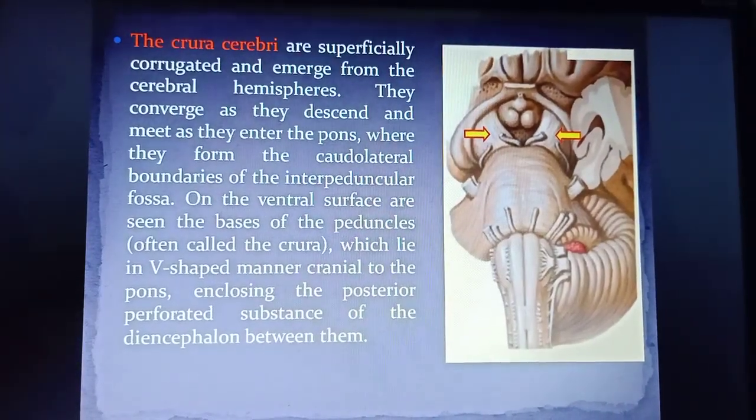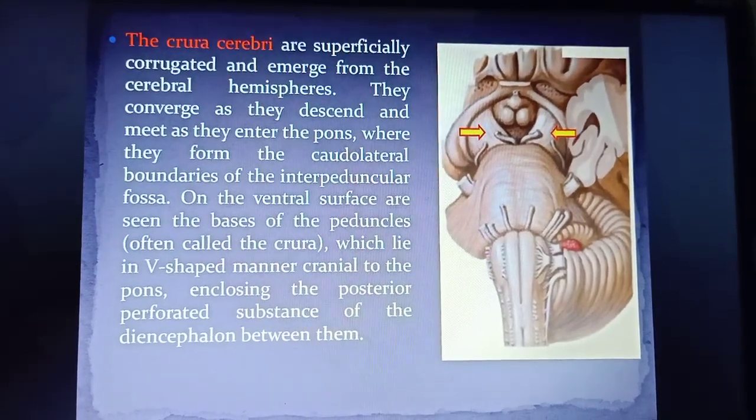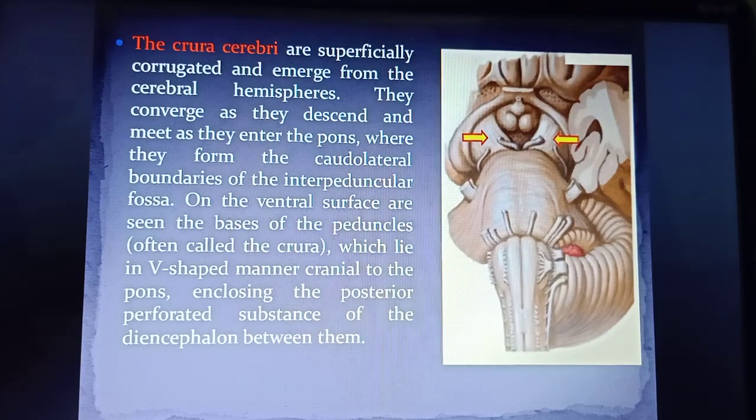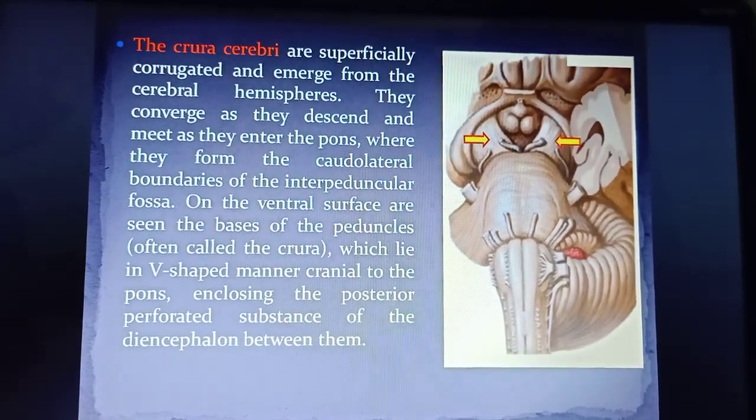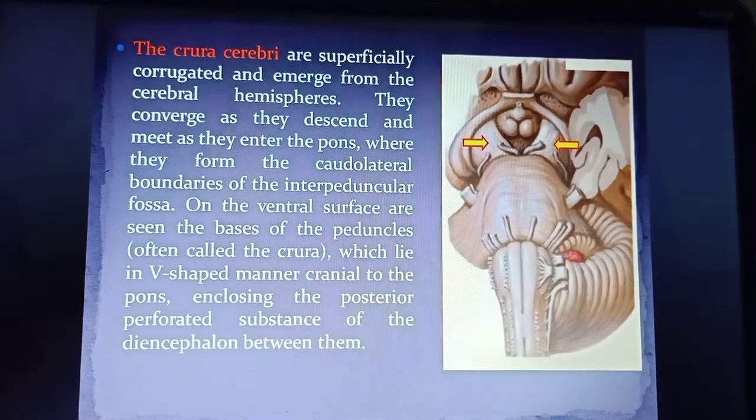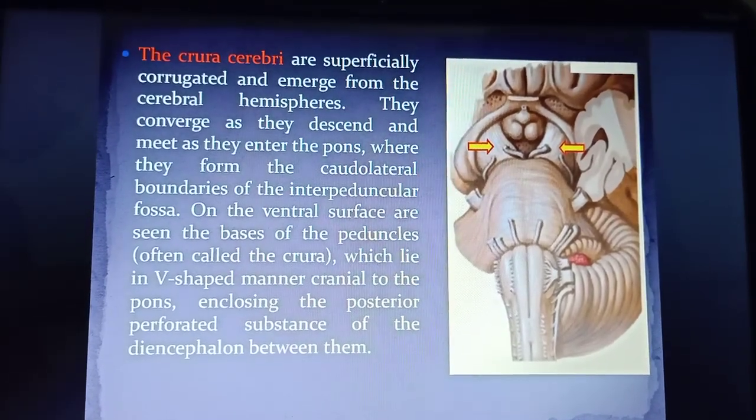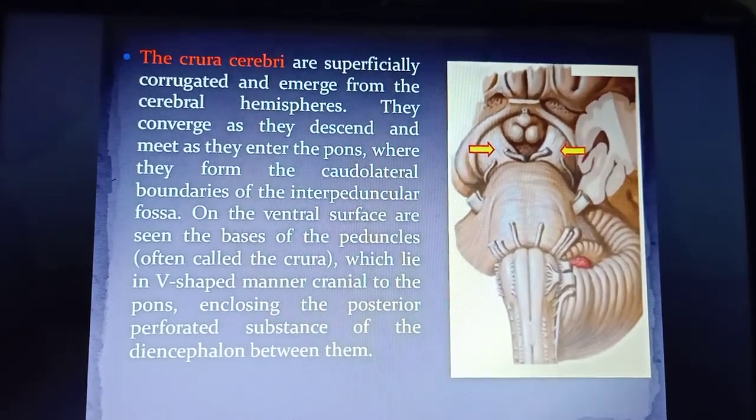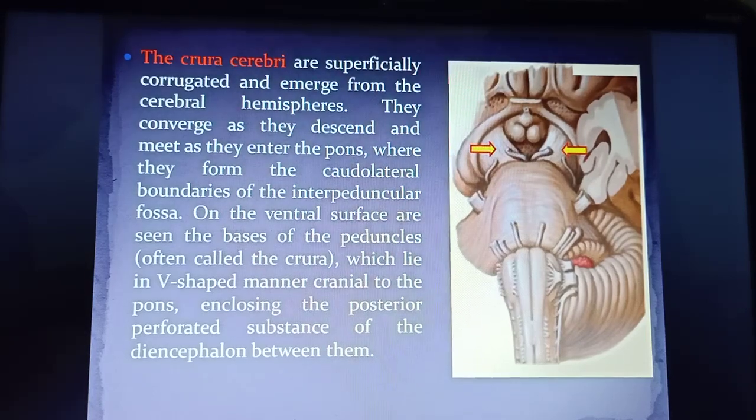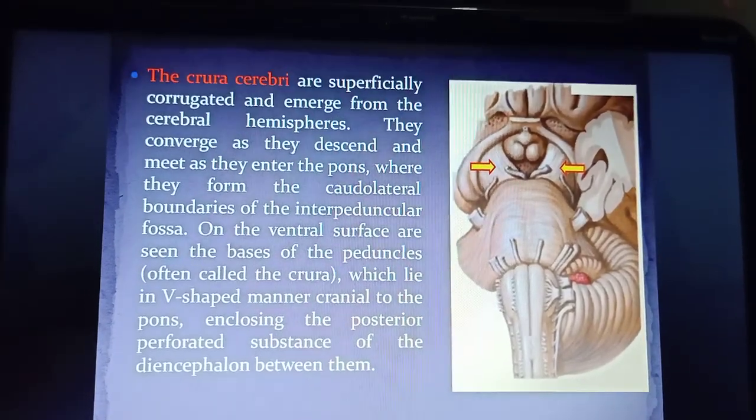Crura cerebri are superficially corrugated and emerge from the cerebral hemispheres. They converge as they descend and meet as they enter the pons, where they form the caudolateral boundary of the interpeduncular fossa. On the ventral surface are seen the bases of the peduncles, called crura, which lie in a V-shaped manner cranial to the pons, enclosing the posterior perforated substance of diencephalon between them.